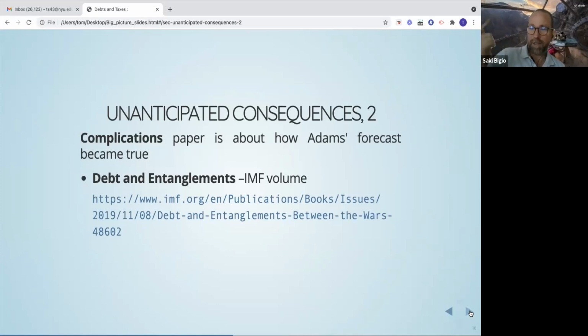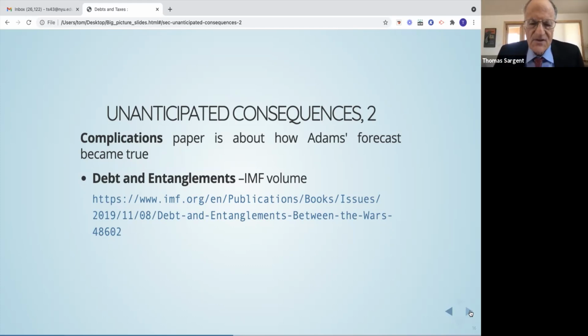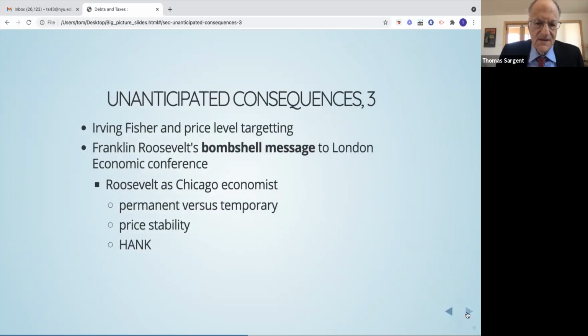Further, yeah. Tom, a nerdy question. Hi, this is Saki. So did Keynes mention that US-British link in his work? Yeah, absolutely. He did, in The Economic Consequences of the Peace.